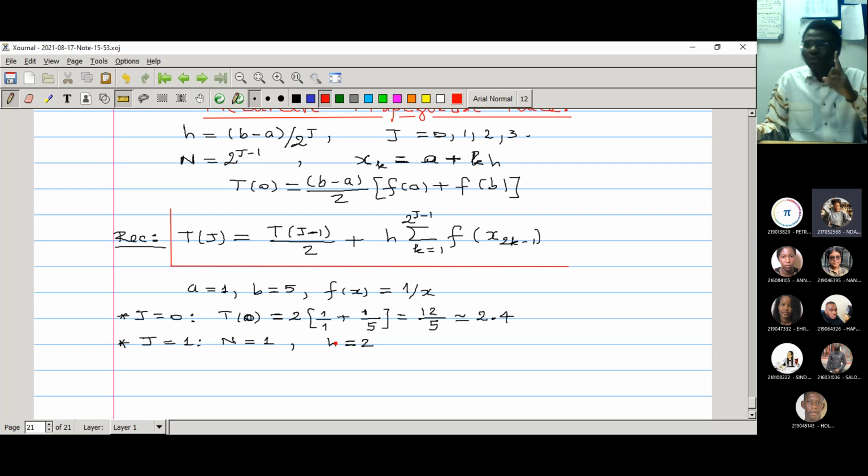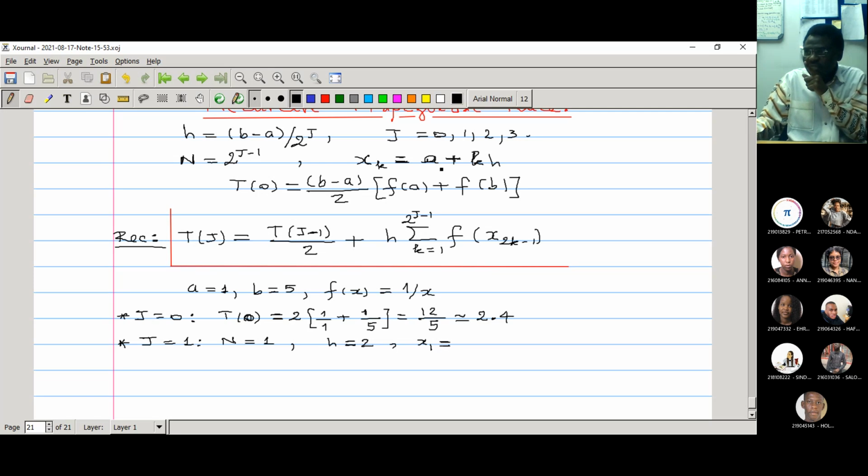Good. Now, how many points do we have? We know the formula for x sub k here. But now in the formula, because our capital N is 1, if we sum k from 1 to 1, it means that k takes only one value, which is 1. So we evaluate the function at only 1 point. So k is 1. If you substitute 1 here, what do you get? X1. So we only compute X1. And what is our X1?